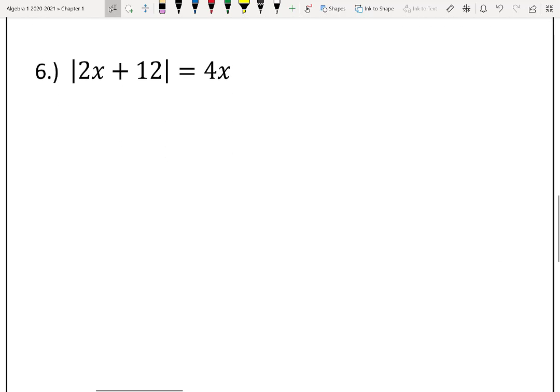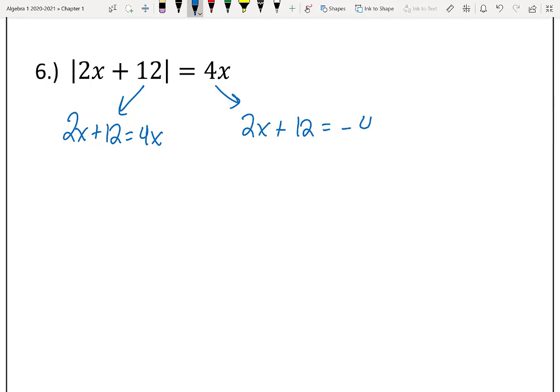So for number 6, if I start this the same way I started the previous problems, I'm going to go ahead and do my splits, get my two separate sets of equations. So here, I can set my absolute value equal to 4x, that's my left-hand side, and then inside my absolute value equal to the opposite of 4x, so negative 4x, that's going to be my other solution.